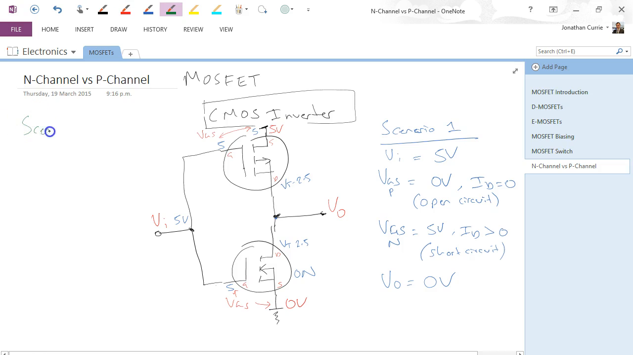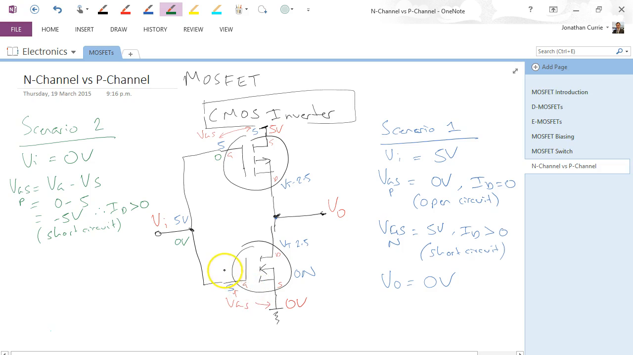Let's look at scenario 2. In this case, let's assume that Vi equals 0 volts. Alright, so 0 volts here. We'll start with our P-channel again, so we'll put 0 here. Voltage from gate to source, VGS is equal to VG minus VS, so we get 0 minus 5, which equals minus 5 volts. And therefore ID is greater than 0. Right, so this device is now on because it's got a negative voltage. This is the P-channel device, so we get a short circuit.